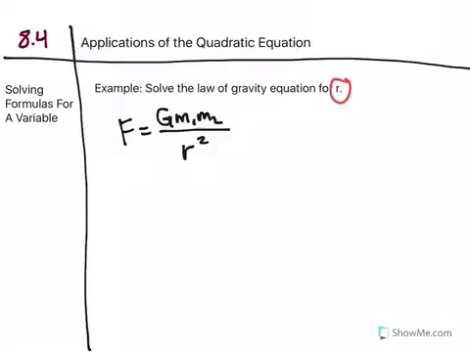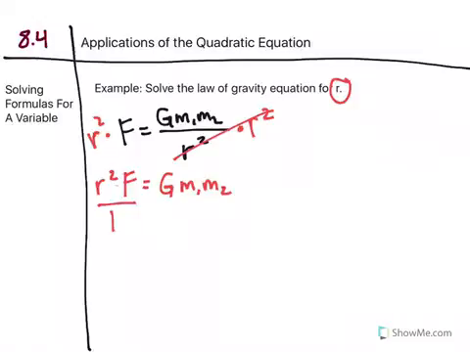Well, whenever we see a fraction, the first thing we should do is get rid of that fraction. To get rid of the fraction, we multiply by the denominator, which in this case is r squared. If we multiply this side by r squared, we also need to multiply the left by r squared. So then we have r squared times f equals, and then these two have canceled out, so we have g m1 m2. Alright, but now we have to get r by itself, so we have to introduce another fraction by dividing both sides by f.